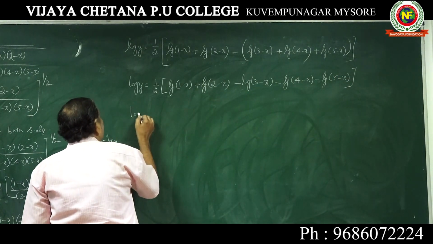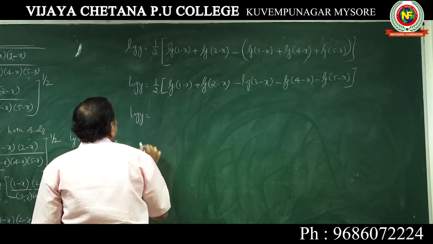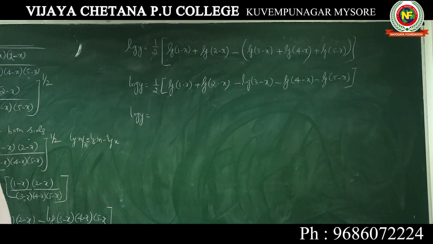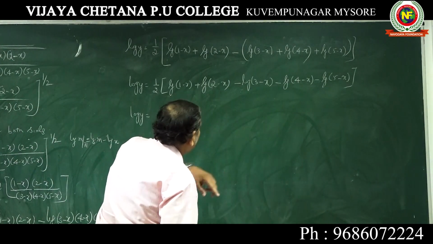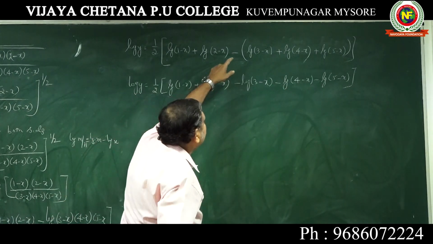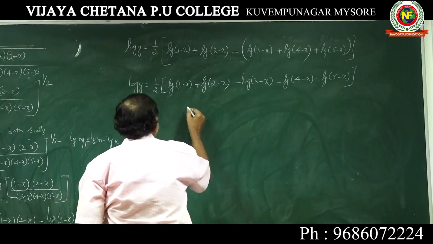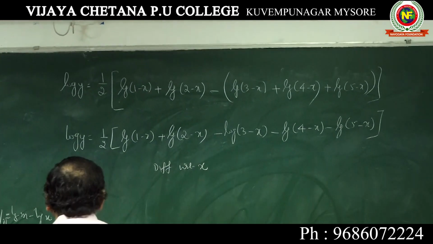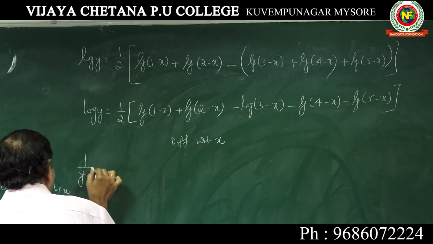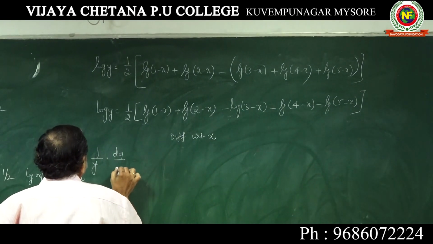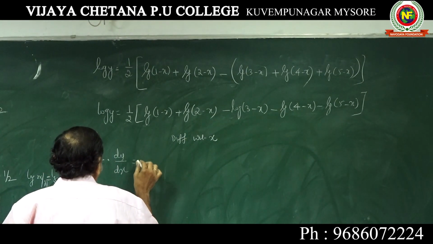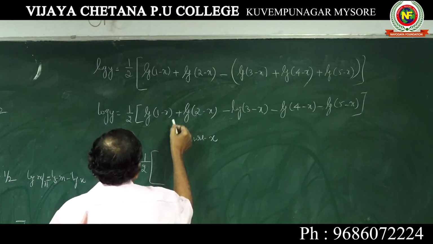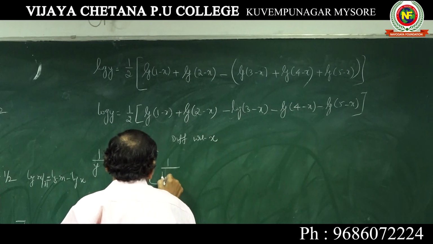Now log y is equal to, now you can start differentiating this particular thing. You can differentiate because all the things you have brought into log form, and now we have multiplied the minus sign. Now you start differentiating with respect to x. 1 by y dy by dx is equal to, now half is a constant as it is, half into the derivative of the function. Log 1 minus x, log x is 1 over 1 minus x.